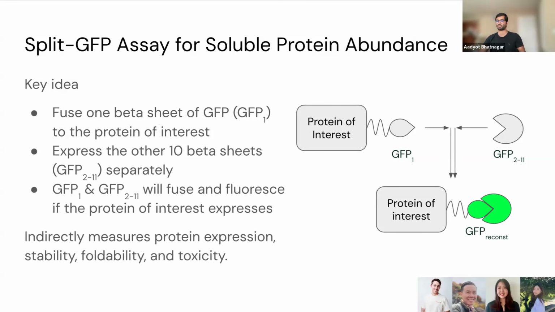We really like this assay because it indirectly measures a lot of quantities that we care about. It measures protein expression. It measures certain notions of stability and foldability, since you need to make sure that your protein of interest isn't just aggregating all together. So GFP1 is actually accessible to GFP2 through 11. And it also assesses the toxicity of the thing that you're creating to E. coli in this case, because if the protein is toxic, then you won't see fluorescence because the cells will just die.